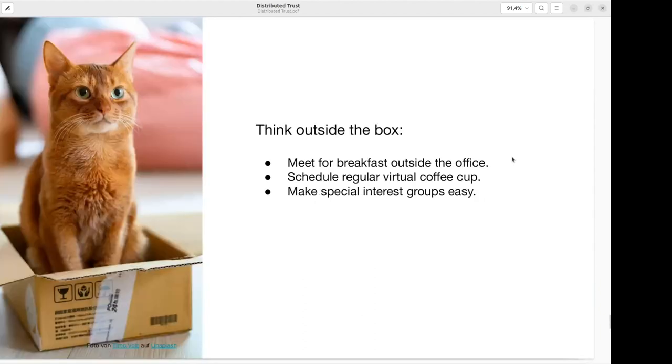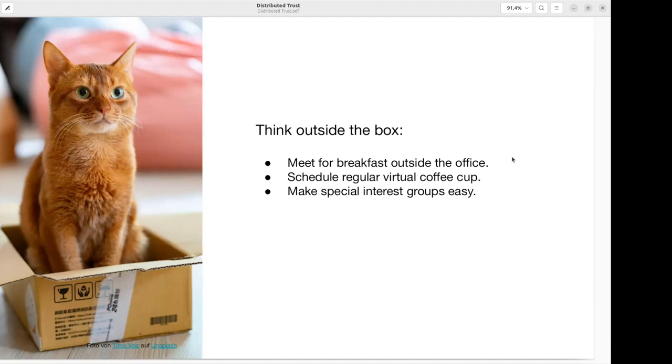But also think out of the box. Like I live in Berlin in Germany, which is a large city. We do have a central office, but at some point I realized that some of my colleagues actually live fairly close by to where I live. So I made the suggestion to meet for lunch or for breakfast, but outside of the office, close to where we live. It's fairly natural for people working in sales, but not so natural for your average software engineer.